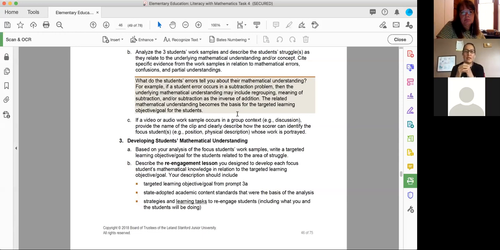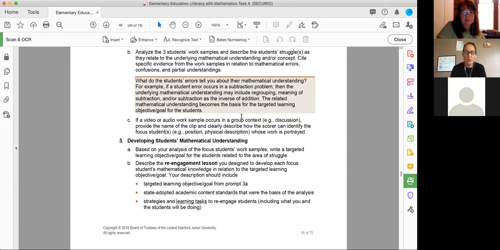And then you're going to describe what it tells you about their mathematical understanding. It says, for example, if a student error occurs in a subtraction problem, then the underlying mathematical understanding may include regrouping, meaning of subtraction and or subtraction as the inverse of addition. The related mathematical understanding becomes the basis for the targeted learning objective goal for the students.